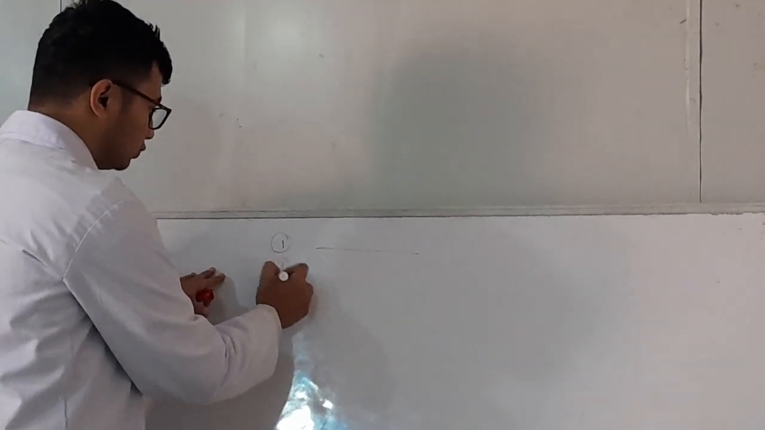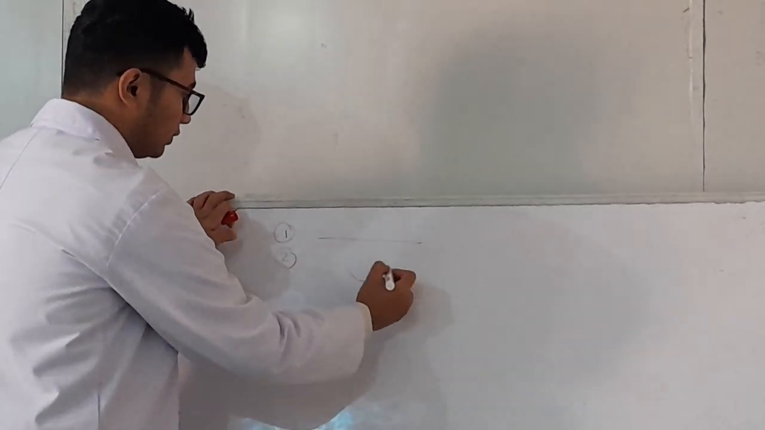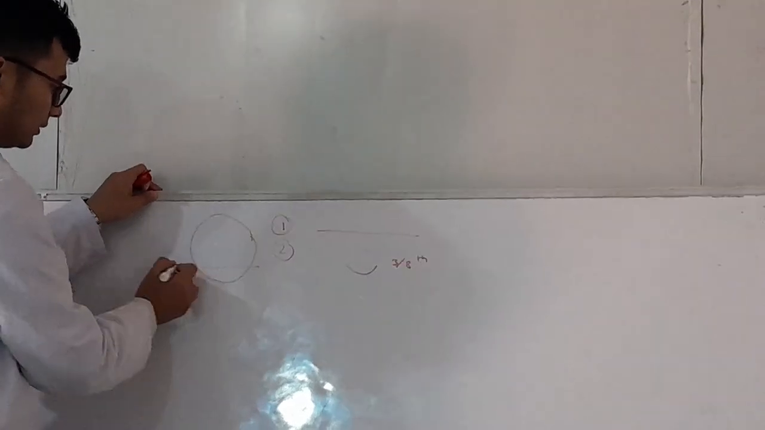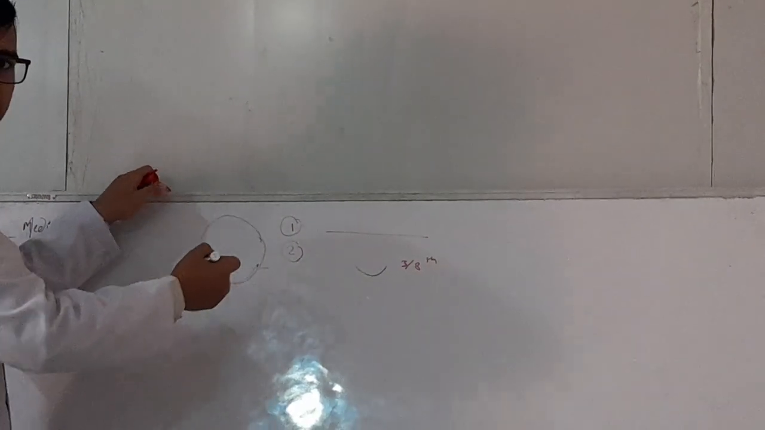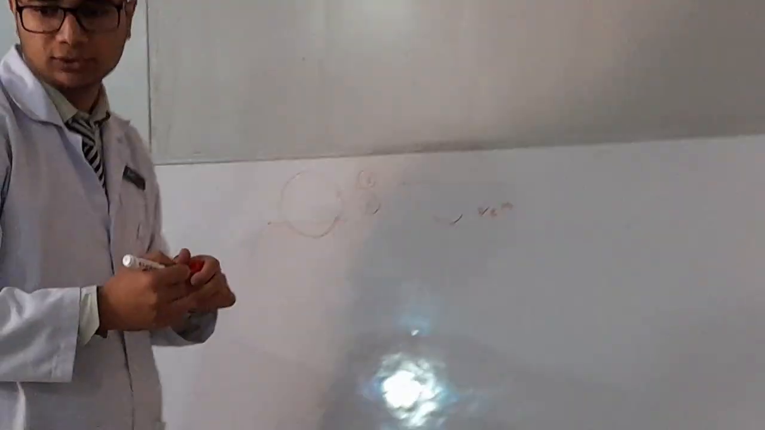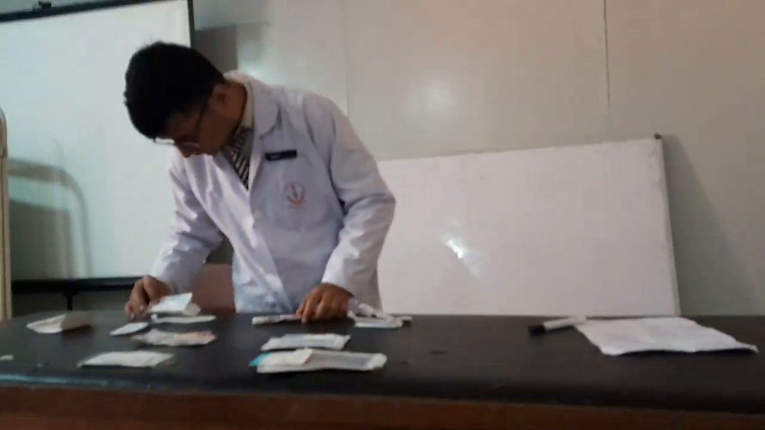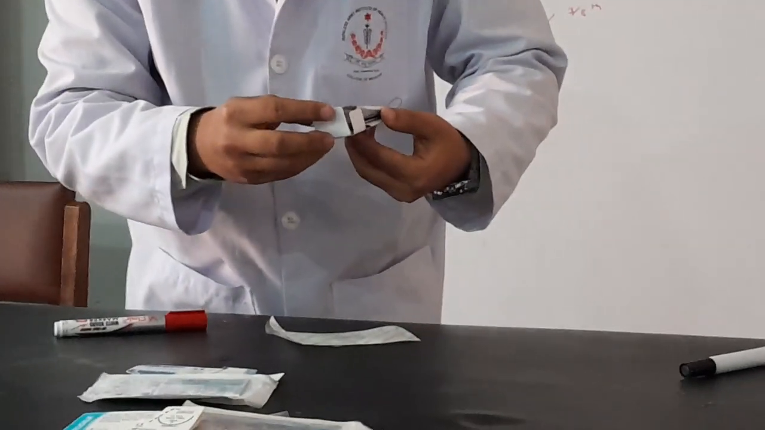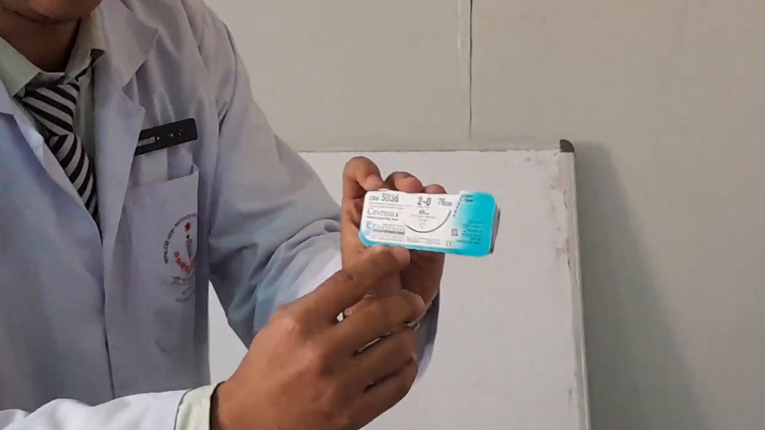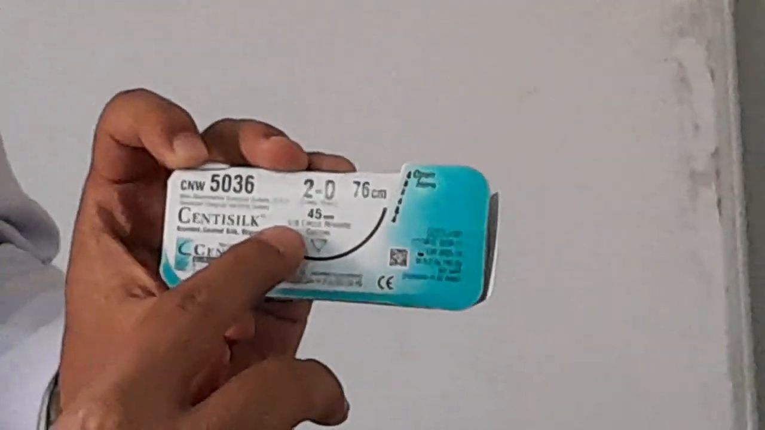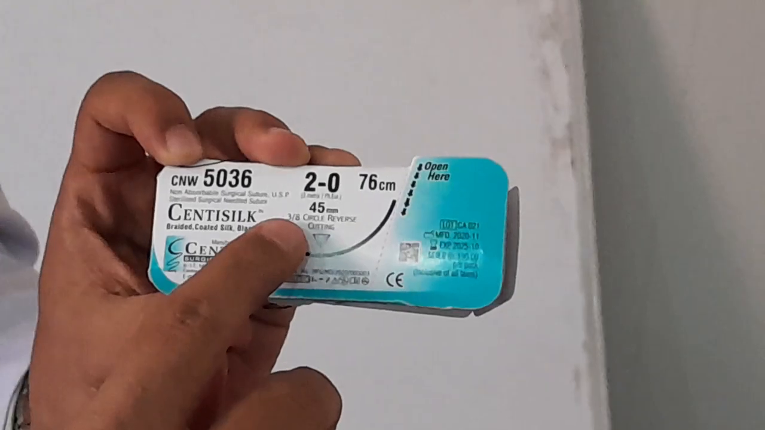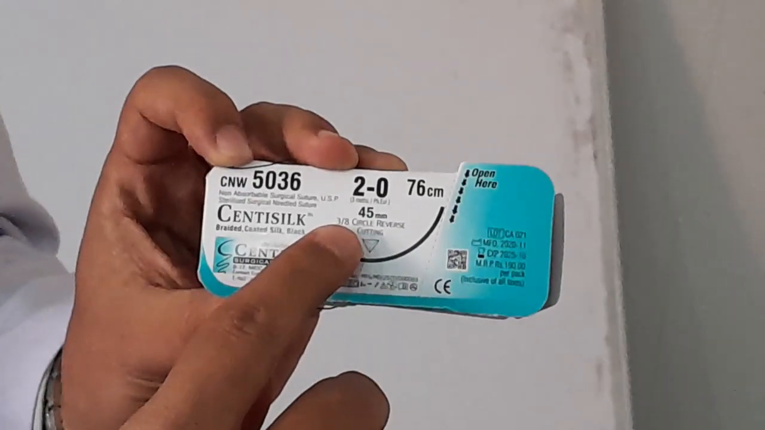Another type of suture needle comes like this. It is 3/8 of a circle. Suppose this is a whole circle, then this is a 3/8 part of the circle, so this type is the 3/8 suture needle. We have it here. You can see on the suture packet label also, it has been shown as 3/8 of a circle. So you are able to see, yes. Okay, so this is 3/8.